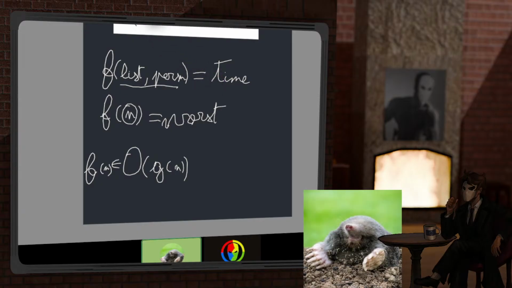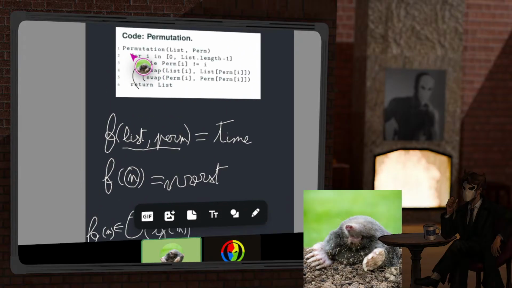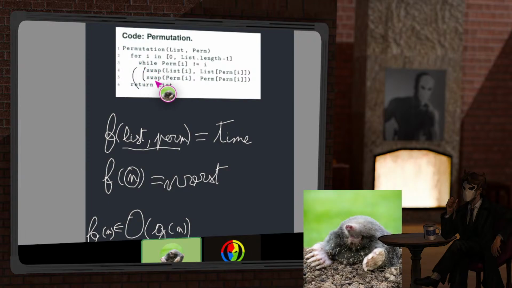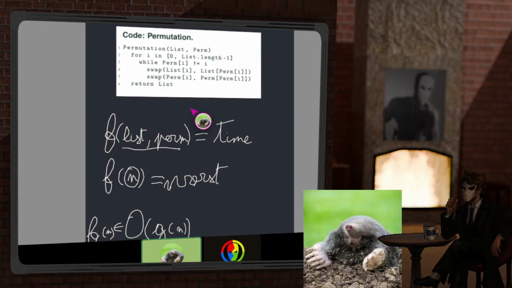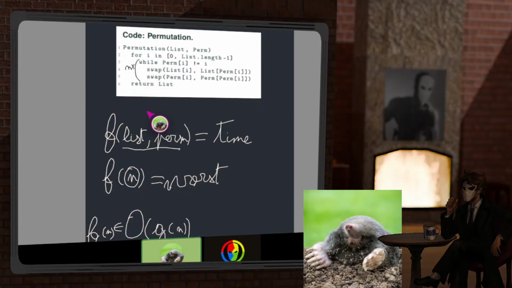If we take a look at our code again, we have a loop that is going to go over every index in the list. That means that everything that is inside the loop will be repeated n times. Now the question becomes, what are we doing in this loop? How long is this?